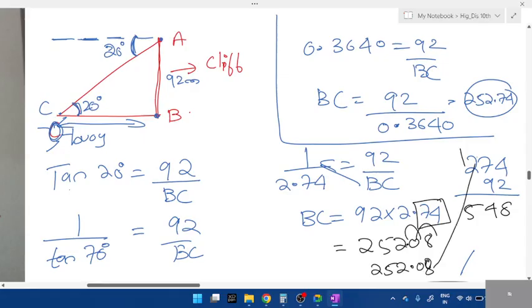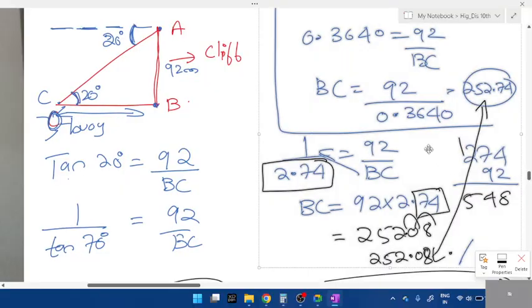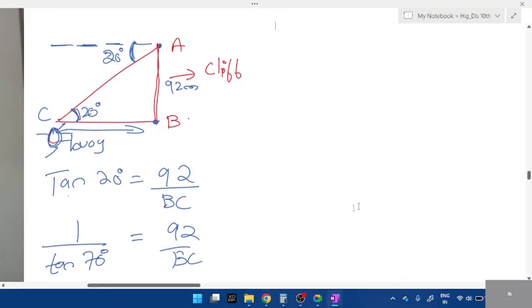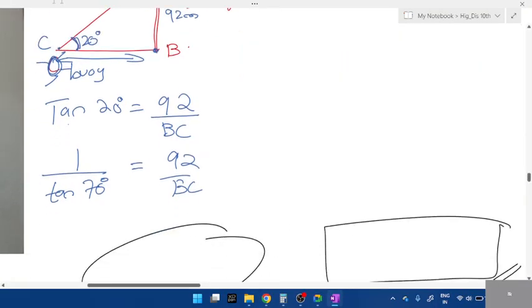It is 252, but what's the actual answer? 252 point 74. The reason is I didn't take the entire number. We have just taken 2.74, right? So it's the same, students. If you spend some more time on calculation, you can take the entire value and solve it. Understood? That's it. So you'll get these type of questions.